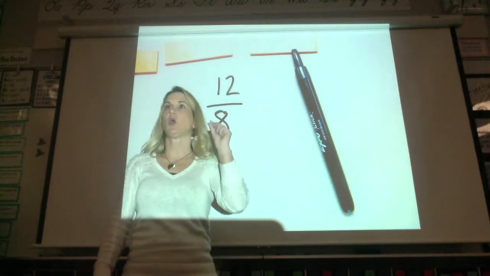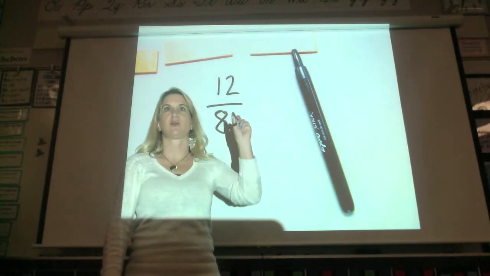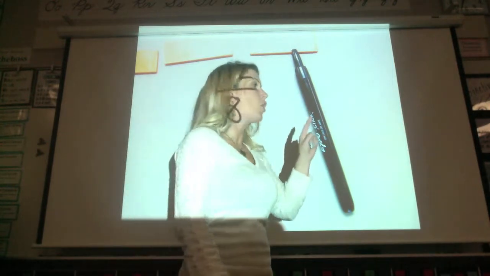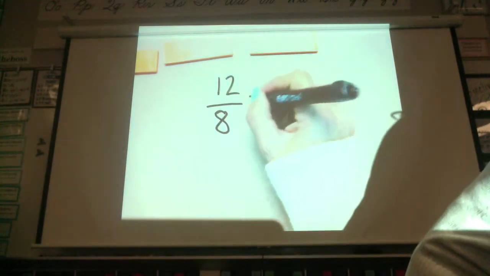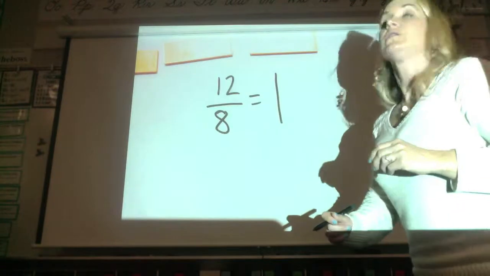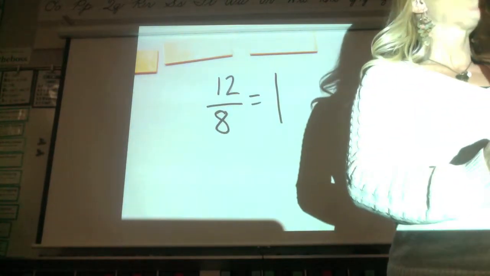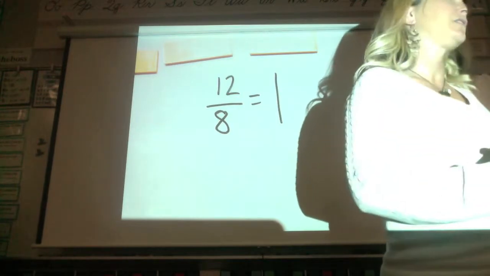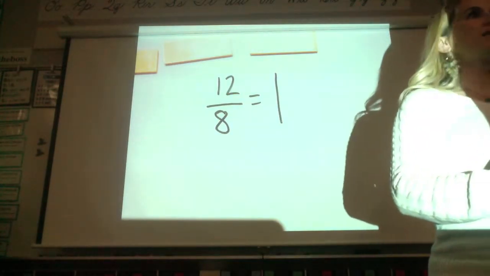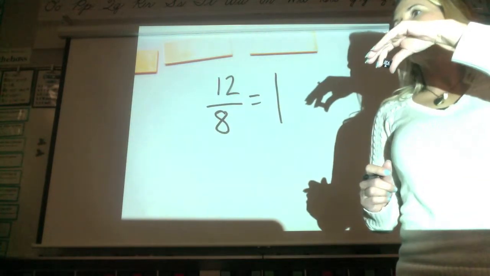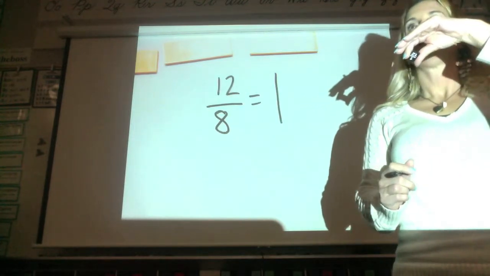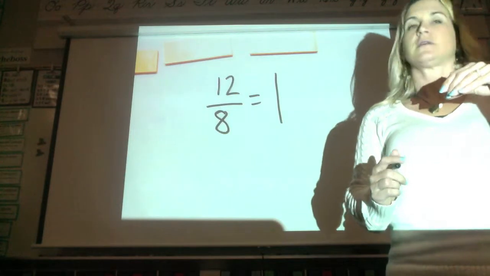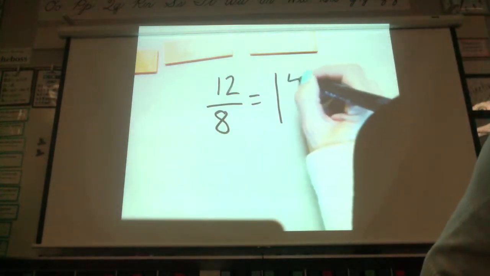So how many wholes do you have represented, class? Show me with your finger. How many do we have, class? 1. 1 whole is represented. We have 1 whole. What is the fraction that's left over on the other side? Raise your hand if you can tell me. What is the fraction that is left over on the other side of your model? Nicholas? 4/8.